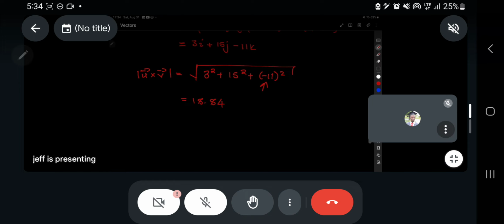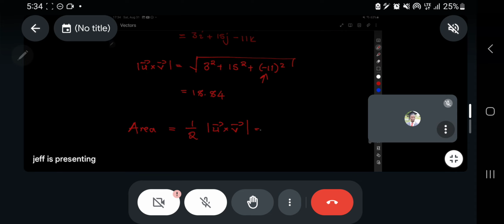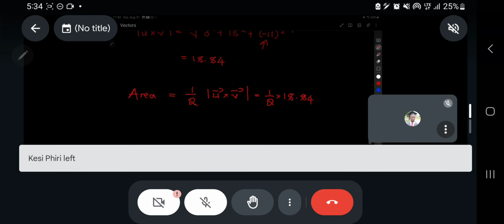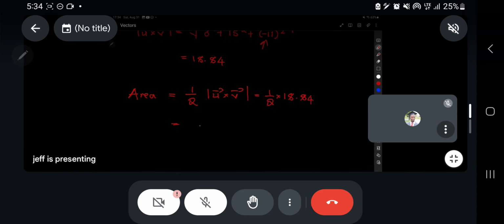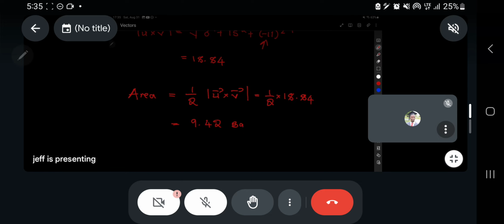Once you obtain the magnitude there, we can now go for the area that we want to find. Our area, for a triangle, is half of this magnitude. So this is just going to be half of 18.84, which finally is going to be 9.42. Okay, so that becomes our area.